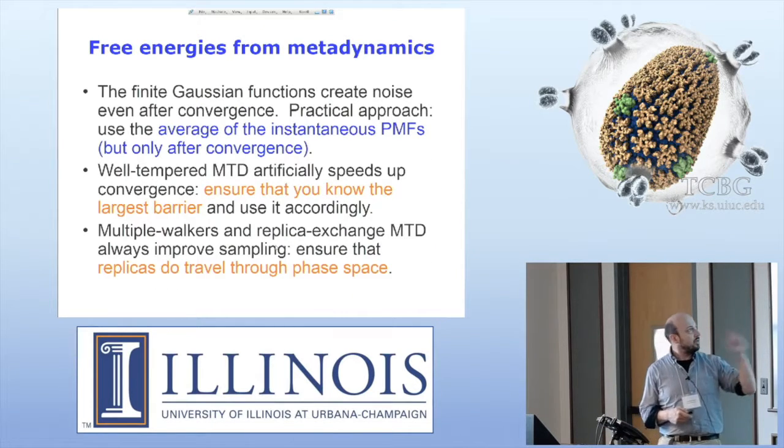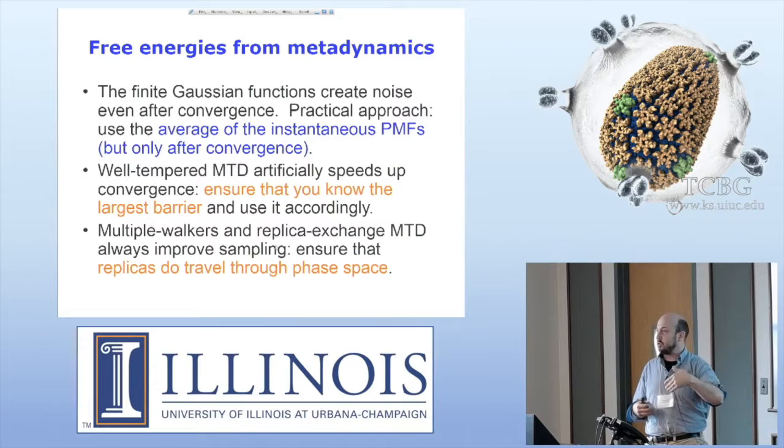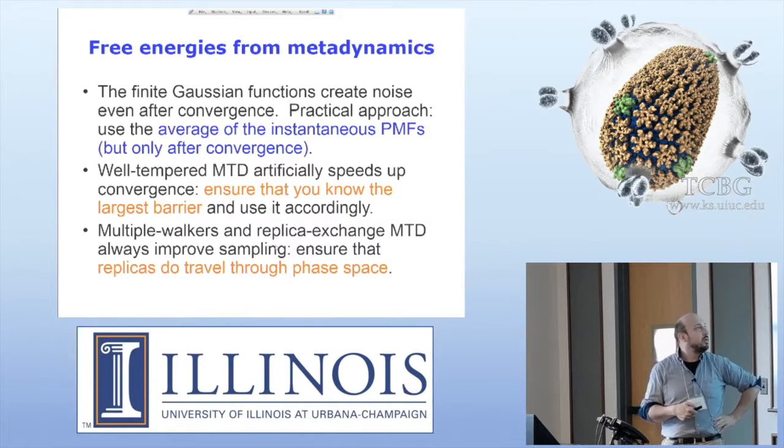So, okay, I mentioned that once you are in the converged phase, you can take the average of the metadynamics PMFs. You can always take the average of ABF biases at any stage of the simulation because it always adds up. But for metadynamics, this doesn't quite work. It only works after you've reached convergence. So be mindful of monitoring the trajectory to realize when you've reached this stage.